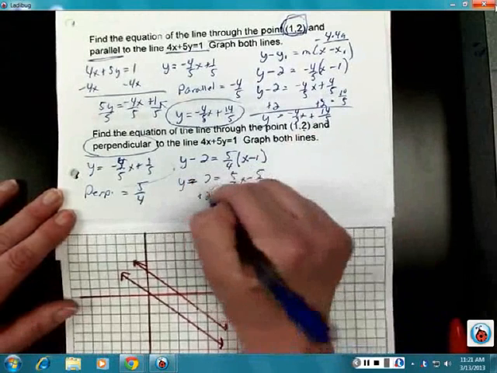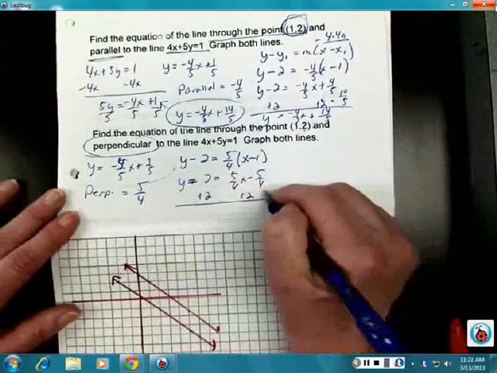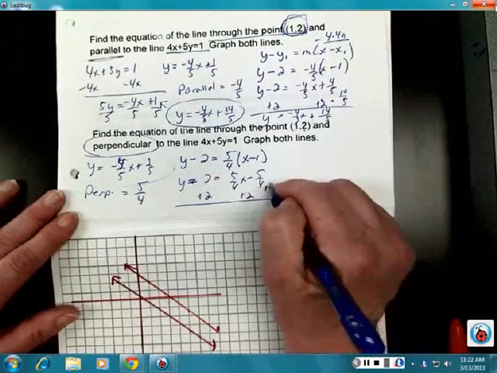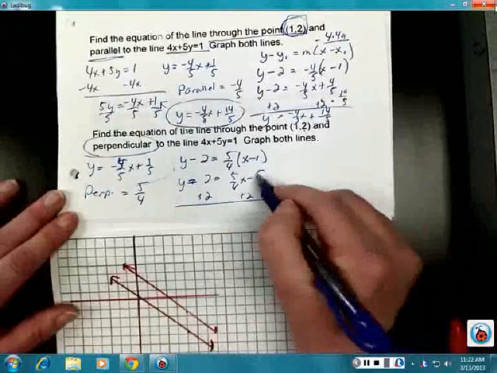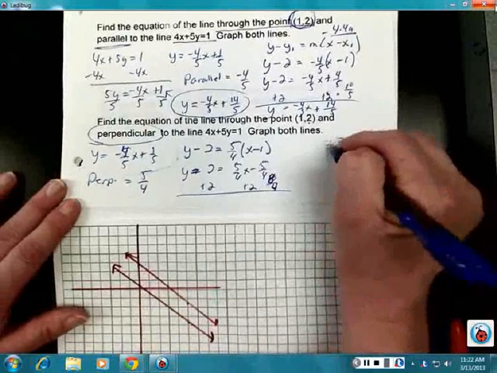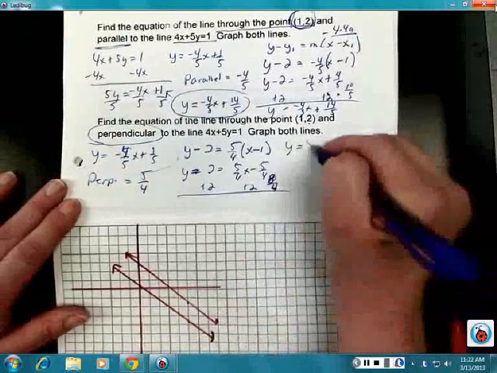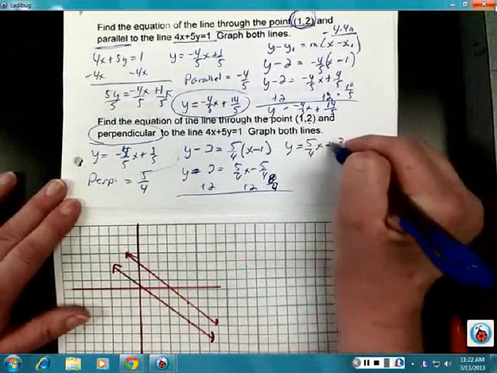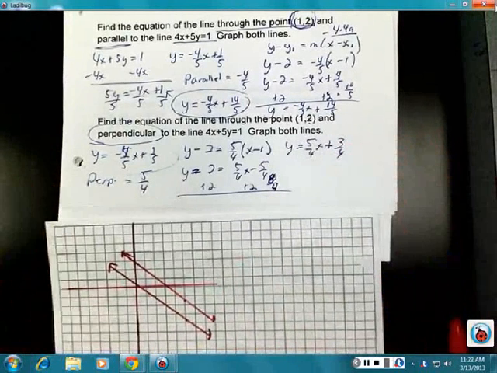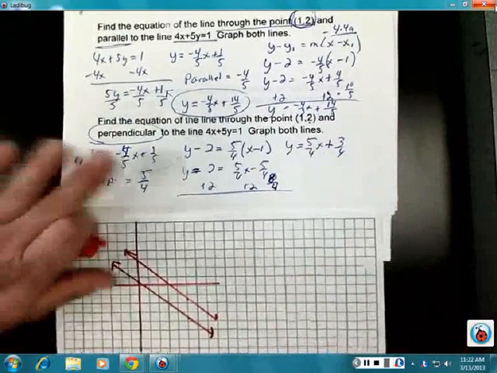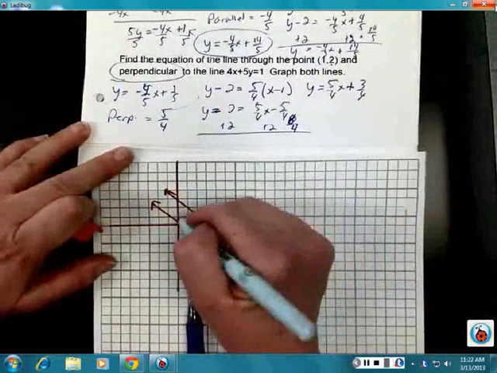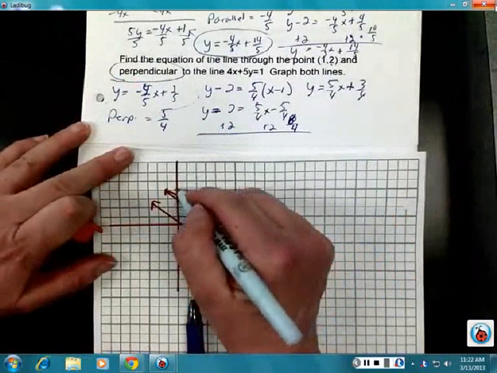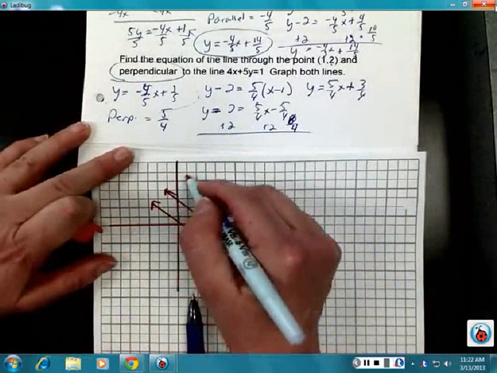Then when I add 2, it's going to be 8 fourths. 8 fourths minus 5 fourths is 3 fourths. So y is going to equal 5 fourths x plus 3 fourths. Then when I graph this one, I am estimating it to be at 3 fourths. And then I want to go up 5, 1, 2, 3, 4, 5, and over 4, 1, 2, 3, 4.